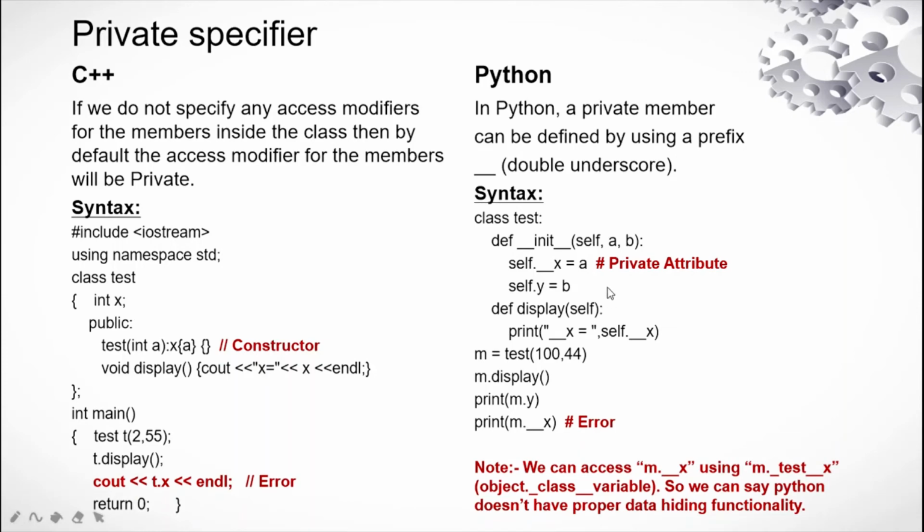And in Python we can achieve this private functionality using a double underscore. However, there is a mechanism by which we can still use that member: object dot underscore class name double underscore, that private member. So we can say in Python we don't have any mechanism to make anything truly private in a class, okay. So let's move forward to protected.